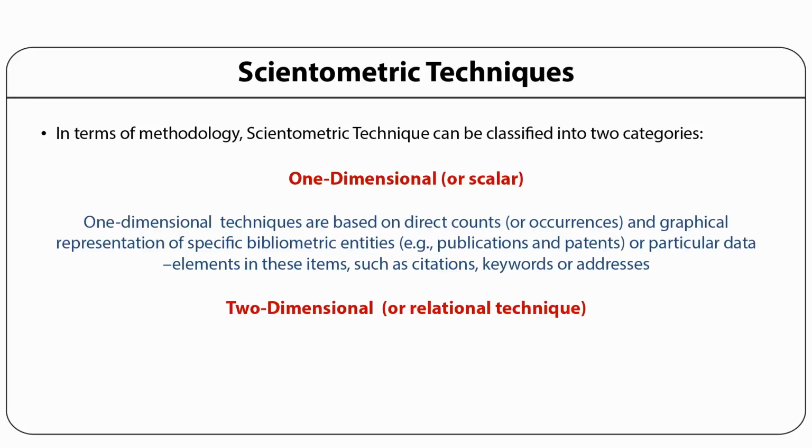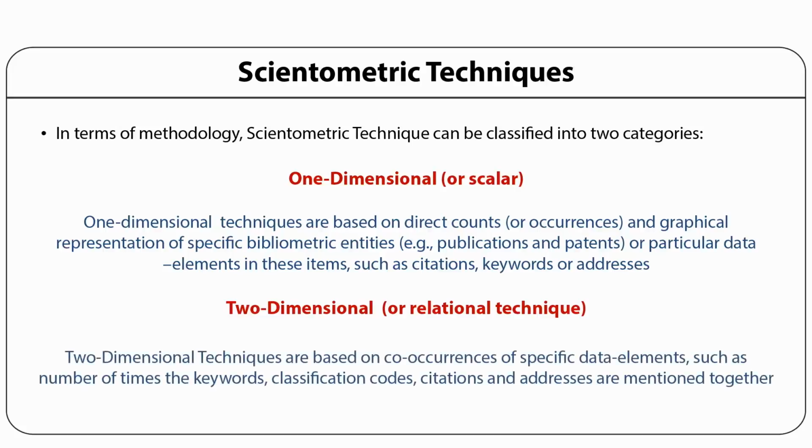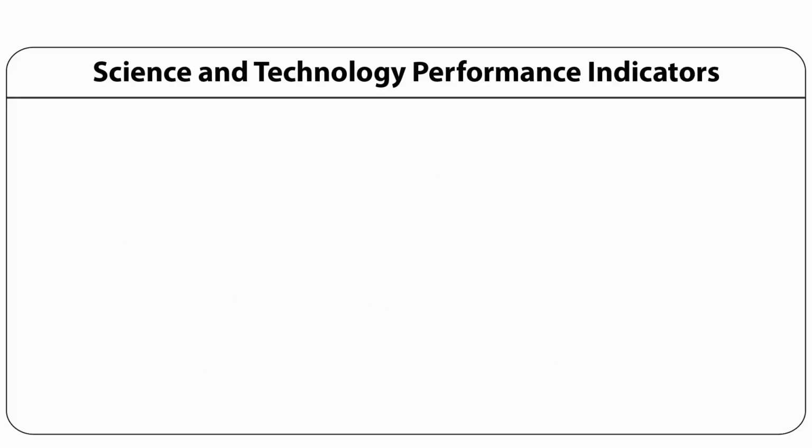That is publications and patents, or particular data elements in these items such as citations, keywords, or addresses. Two-dimensional techniques are based on co-occurrences of specific data elements, such as the number of times the keywords, classification codes, citations, and addresses are mentioned together. Here we look at the science and technology performance indicators. We have categorized them under three categories for intellectual understanding.